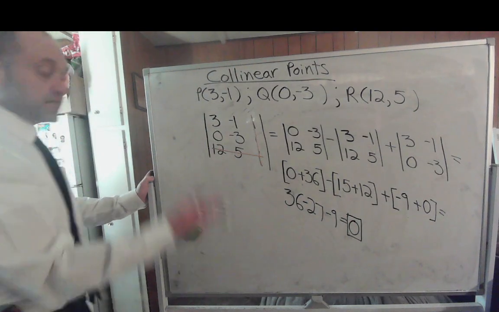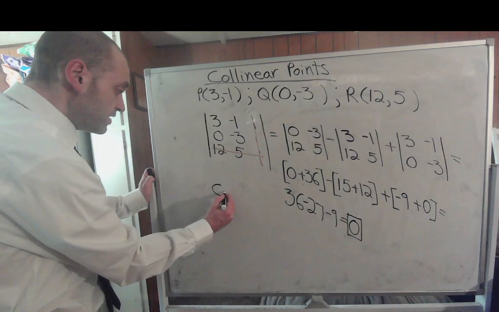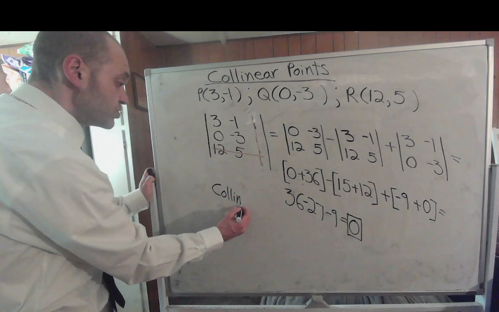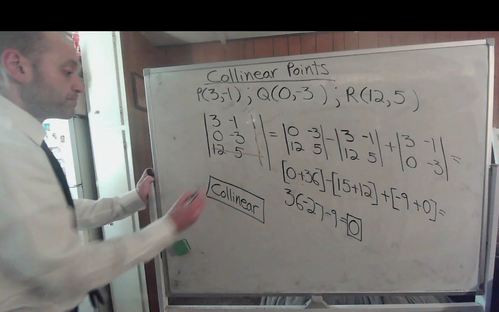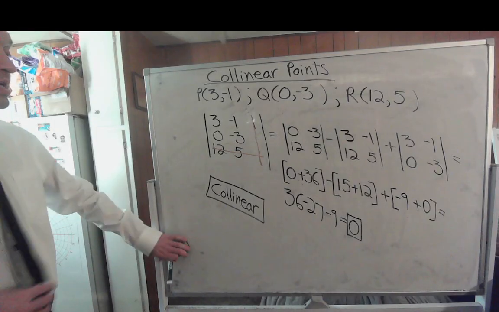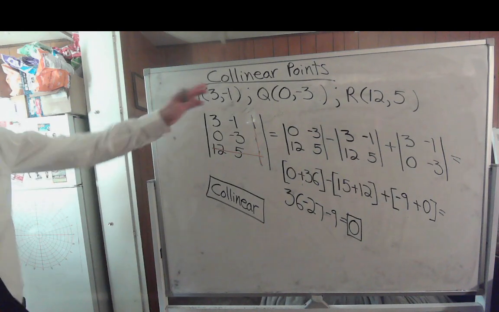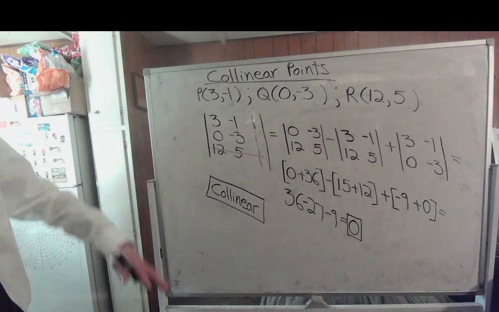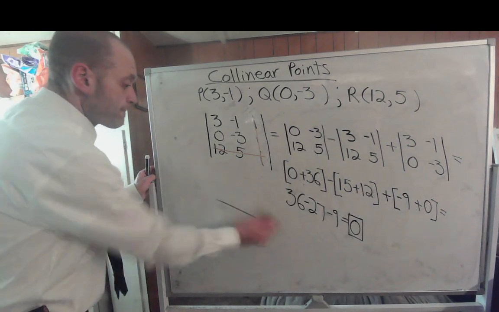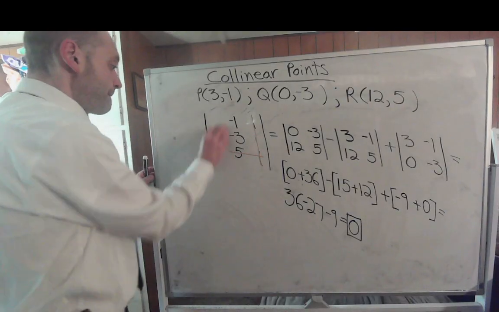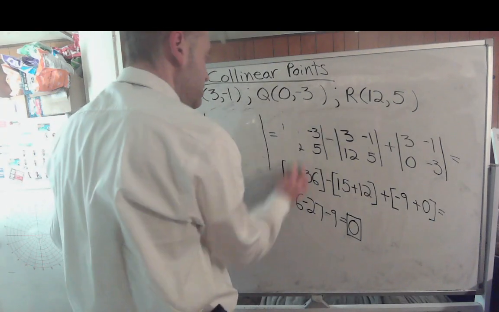So yes, these points are collinear, in fact. They are collinear because your determinant is equal to 0. Alright, so getting a 0 determinant makes these points collinear, otherwise they're not collinear. Okay, let's do another one. We'll have some different P, Qs, and Rs.